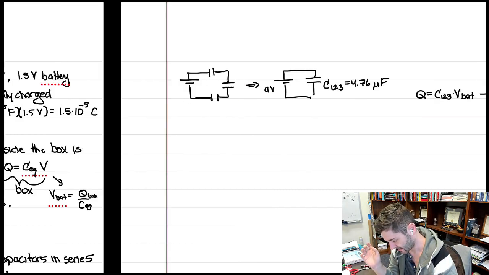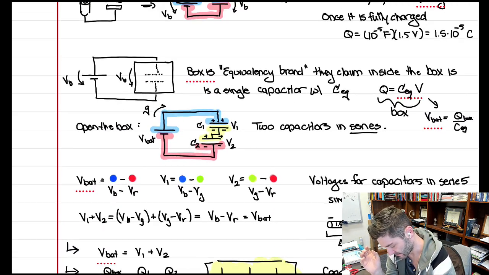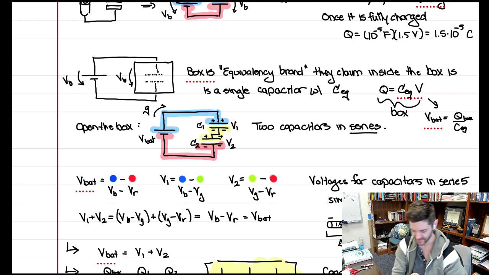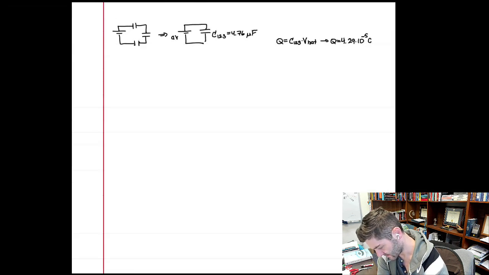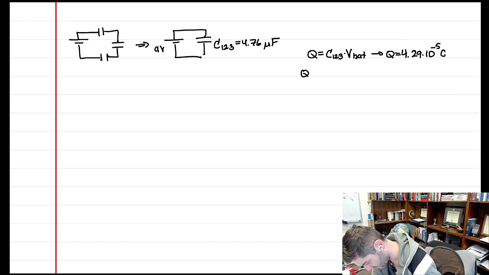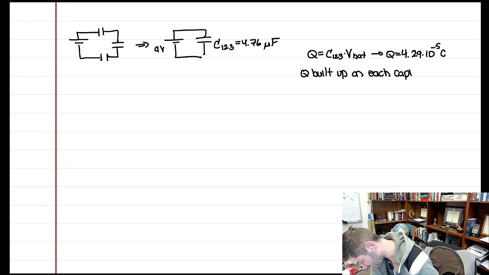Just like if we go back a page to when we had a box versus when we opened the box, in this case, we can calculate the amount of charge that must build up on this side of the box versus this side of the box. But that implied that the charge here was the same as the charge here, which we then argued implied the charge here and here were also the same. So in this case, this is the charge that's built up, Q, on each capacitor. That's actually in the circuit.